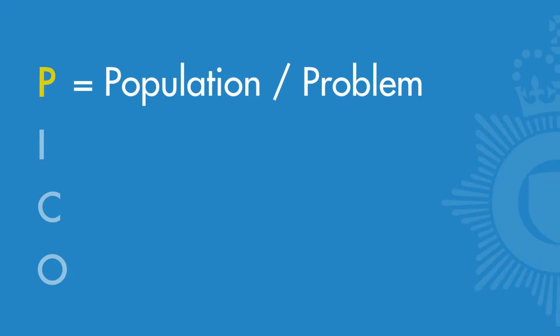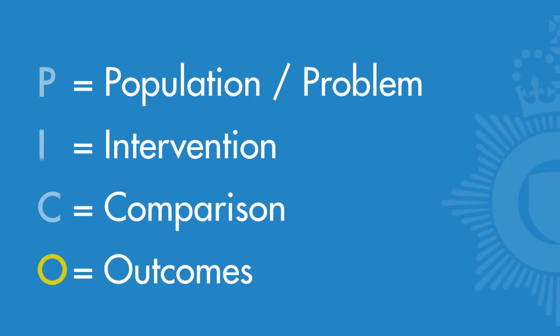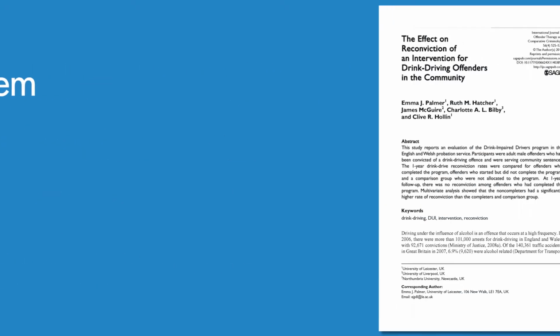This video is introducing the PICO technique, which is used in medicine to create answerable research questions. You may use PICO to create your own research question or to dissect existing research questions into its component parts. PICO is an acronym for population or problem, intervention, comparison, and outcome. The abstract is a good place to spot each of the PICO elements used in a study.